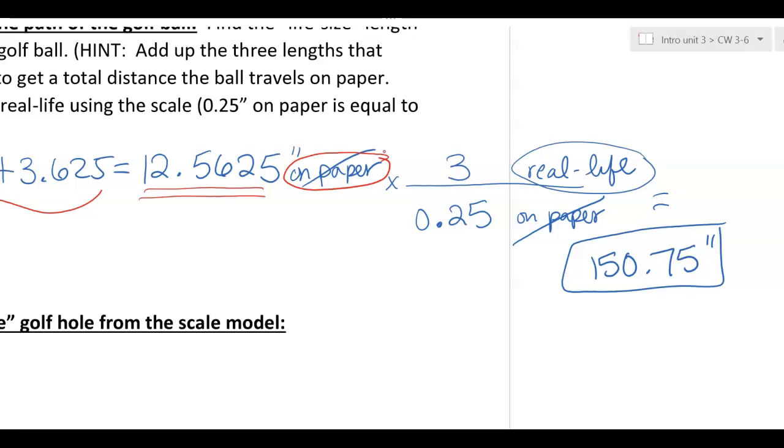So I took that 12.5625, multiplied it by 3, divided by 0.25, and got 150.75 inches, which makes a lot more sense if we built that bigger golf hole, that we would need that many inches to outline all the ricochets of the ball. Okay? Is this okay with everybody? All right, so this is the work you're going to be doing.